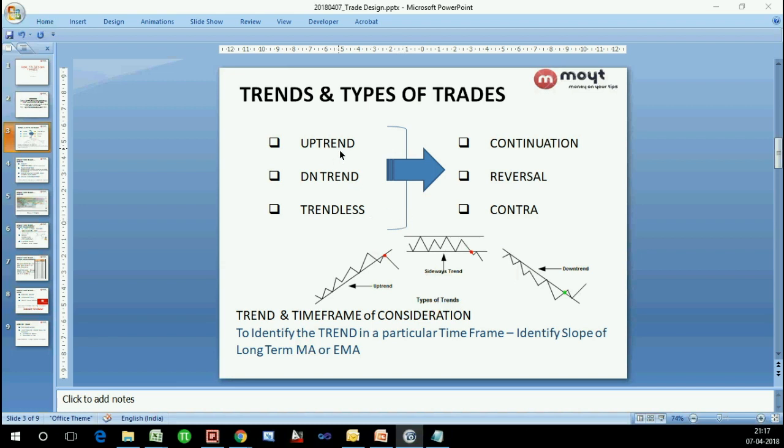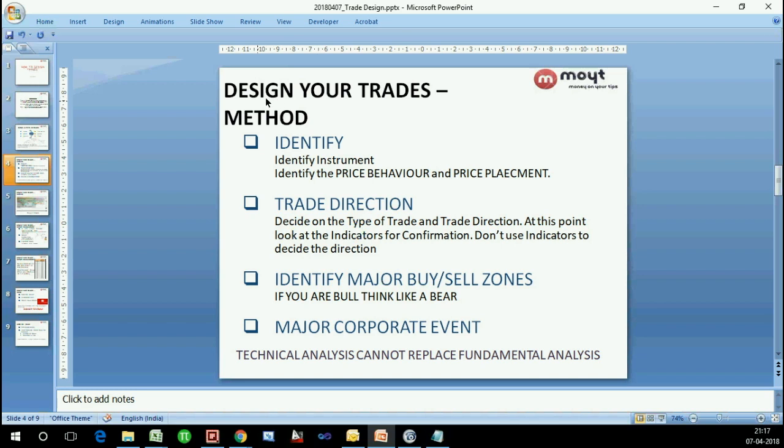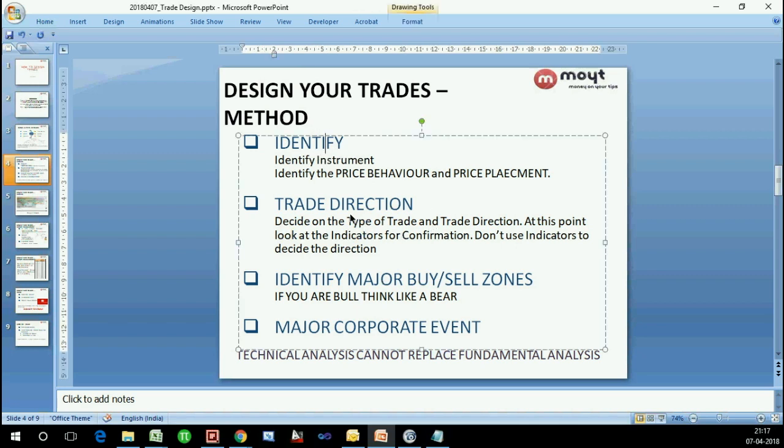Now I have decided everything. The trend is clear to me. What kind of bet I'm going to take is clear to me, right? What comes next? Then you have your trade method. First, you have a method. Already we have talked about identification, trade direction, right? Then what I'll do is identify the major buy and sell zones.